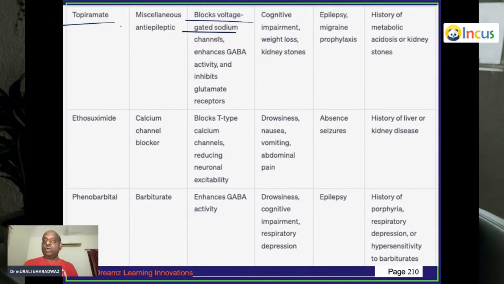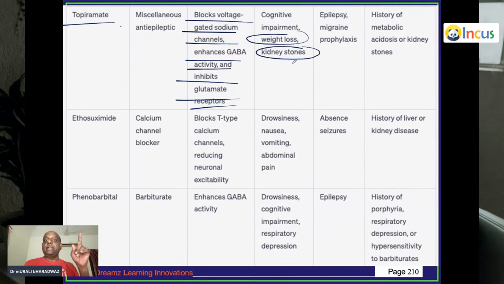Topiramate blocks the voltage-gated sodium channel, increases GABA activity, and inhibits the glutamate receptor. Very important, topiramate, kidney stones, don't forget. Topiramate can also be used for migraine prophylaxis.